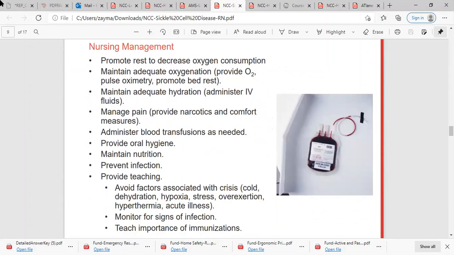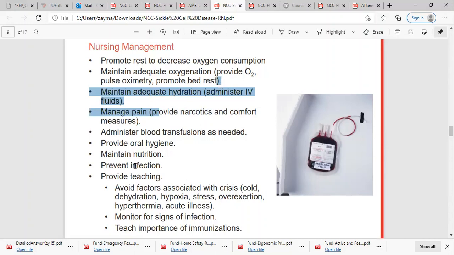The treatments for sickle cell crisis: they're going to need rest. They're going to need oxygen. They're going to need tons of fluids. You will also treat their symptoms, so they're going to need pain medication, typically narcotic pain medication.